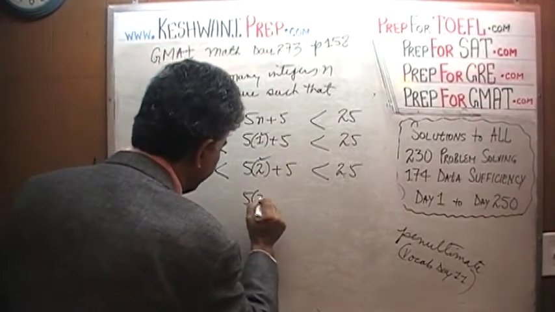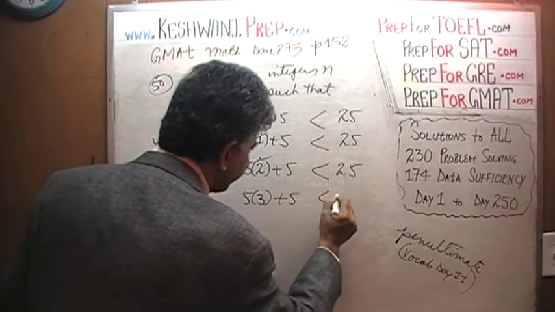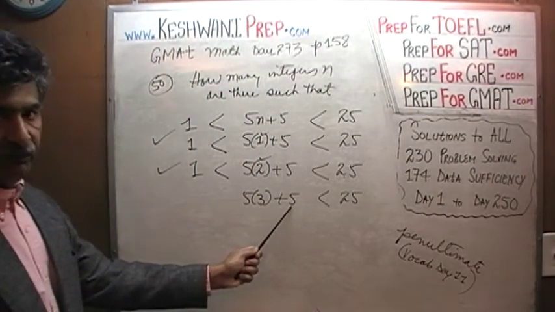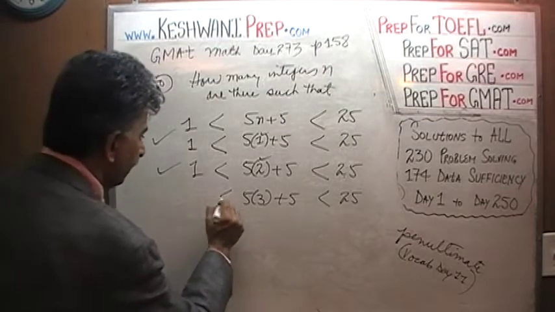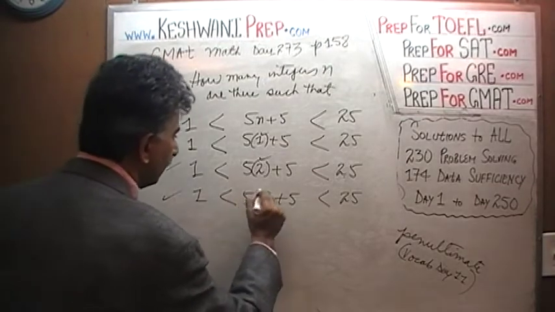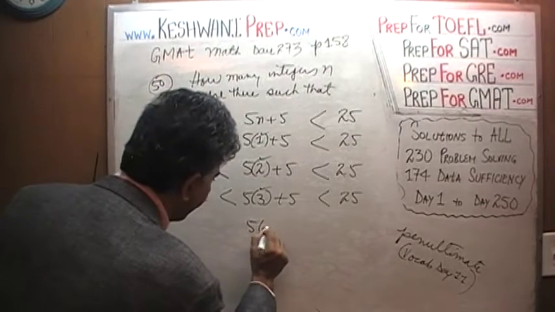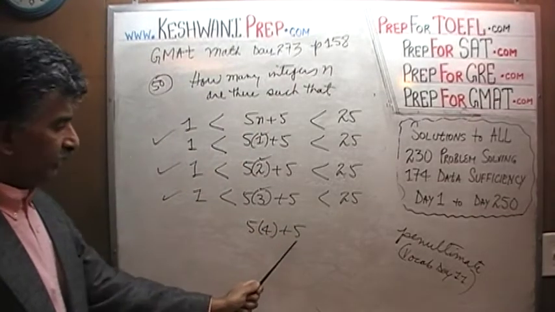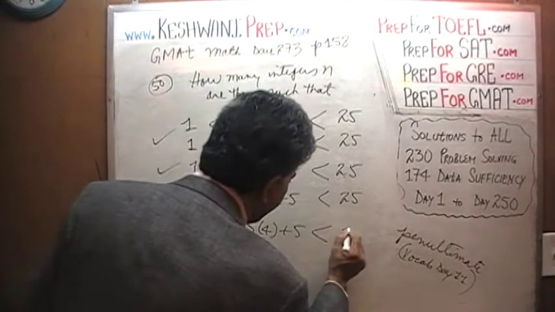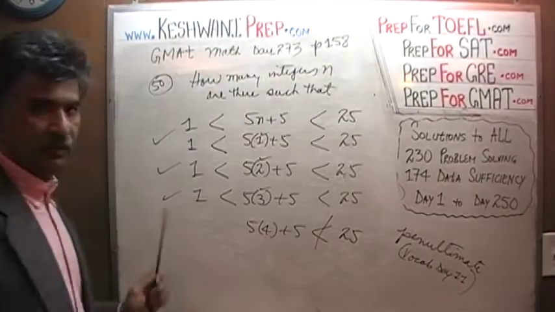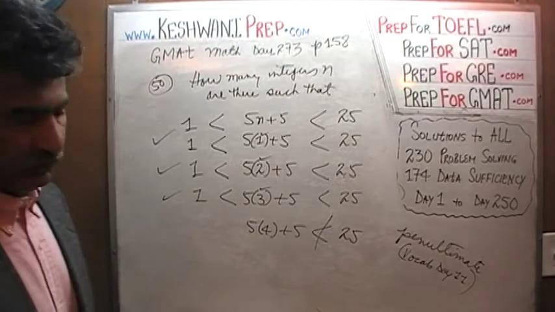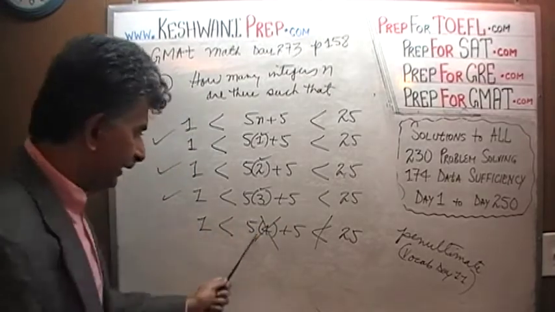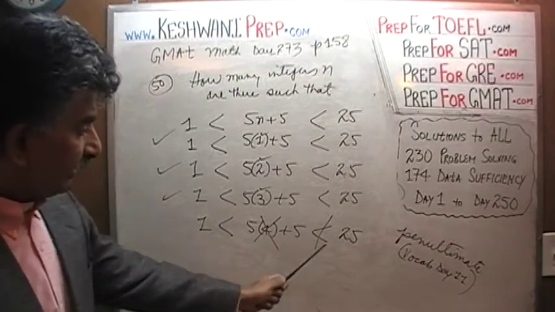Let's plug in 3. 5 times 3 is 15, 15 plus 5 is 20, and 20 is less than 25 but more than 1. That also works. Let's plug in 4. 5 times 4 is 20, 20 plus 5 is 25, and 25 is not less than 25, so 4 would not work. This quantity is more than 1, but it is not less than 25.